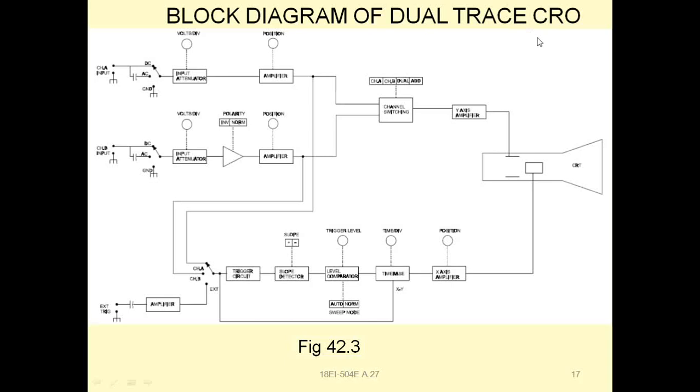That is how a CRO with a single electron gun can be used to select any one of the inputs at a time and produce the image at the output, then selecting the next input in the next cycle of the sweep and producing its output. That is how a dual trace CRO functions.